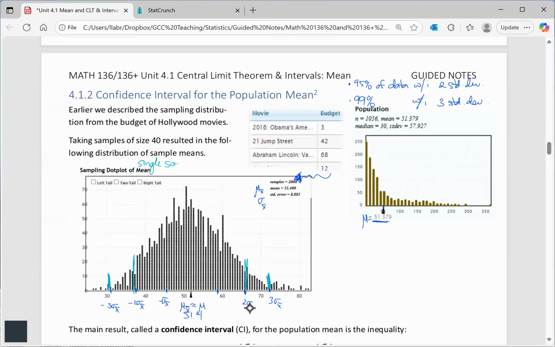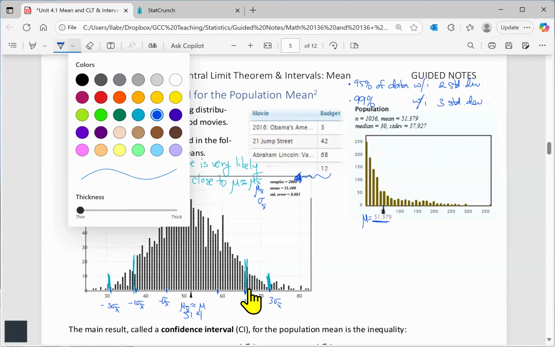Because in reality, you're not going to take a ton of samples. You're only going to take a single sample and then try to get some information from that. So here, a single sample is very likely to be close to the true center, mu, which remember is the center x bar. So let me sketch this. We know that this is true because here I see evidence of that.